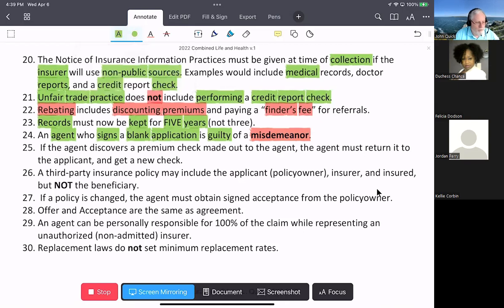Now, what if you are going to the office and the agent discovers a premium check that's made out to the agent? What do you do now? Turn it in anyway and wait for an amendment? Go and cash it? Get a money order? No, you have to turn right around, go back, and get a new check. You're only going to let that happen once, right?